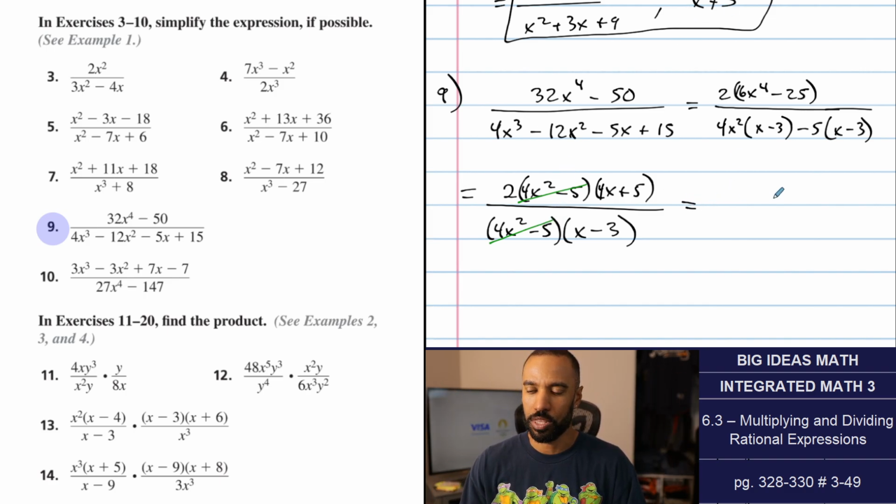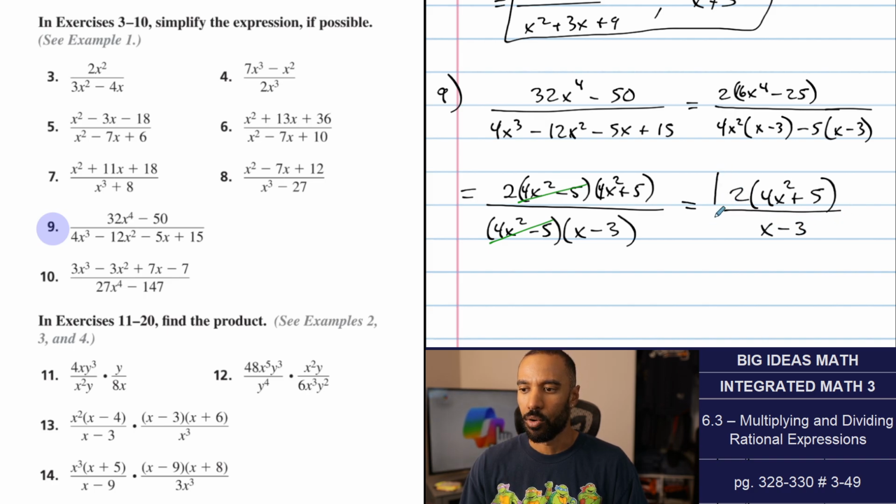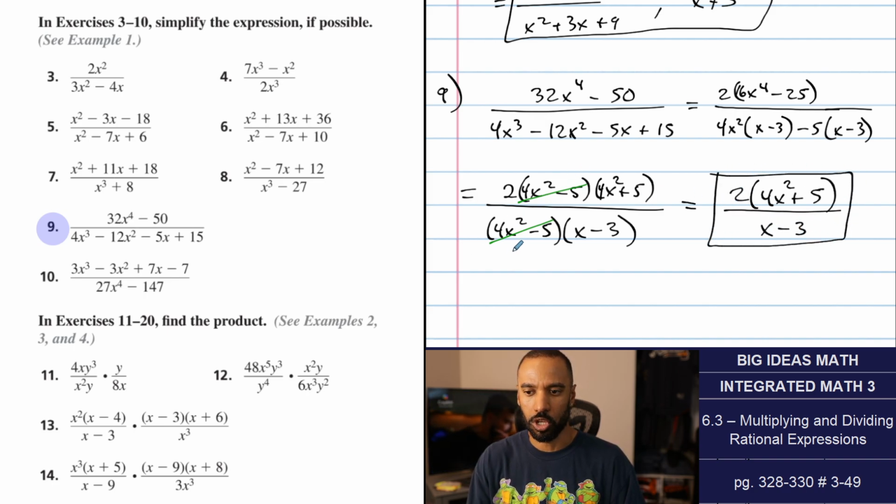So now you're still left with, you can leave this in factored form, 2 times 4x squared plus 5, excuse me. How did I get rid of that? 2 times 4x squared plus 5 all over x minus 3. Okay, now, as far as restrictions go, there's a little bit more work to be had.